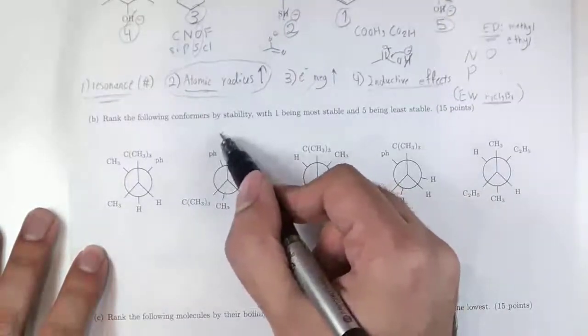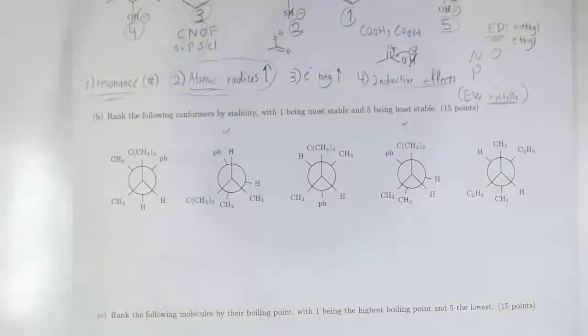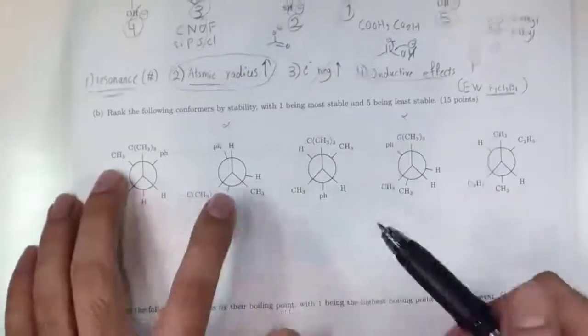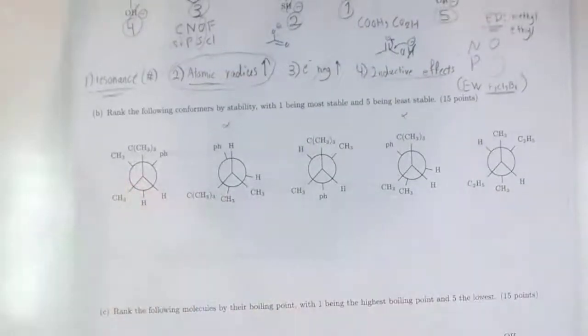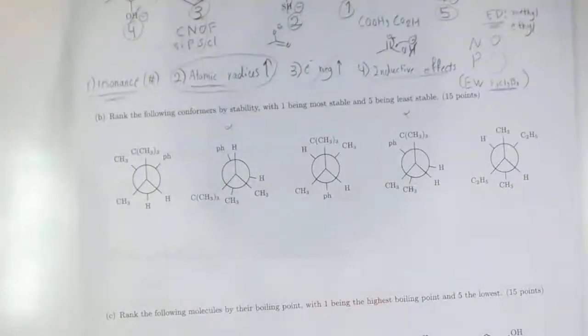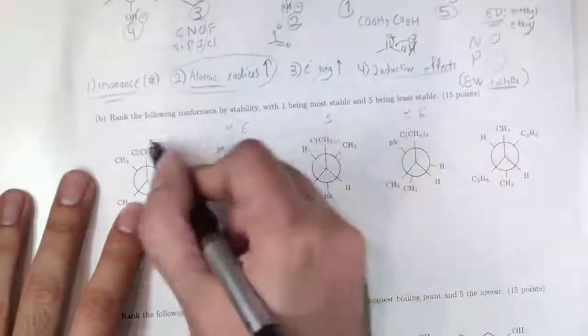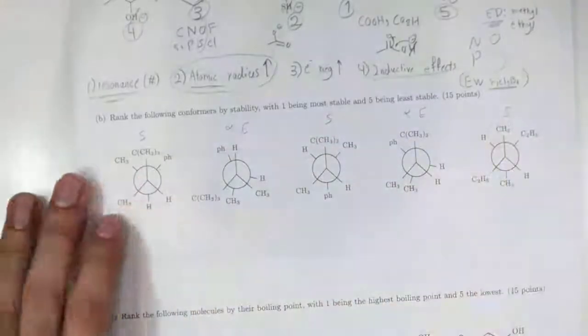So it's going to be this guy and it's going to be this guy. Based on the information I gave you, I already know that these two should be 4 and 5. I don't know which one's 4 and which one's 5, but I know these should be the least stable because they're eclipsed. So I can write E for eclipsed, S for staggered, staggered, staggered.